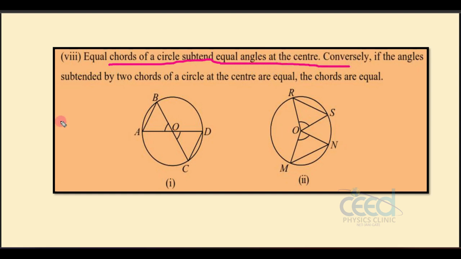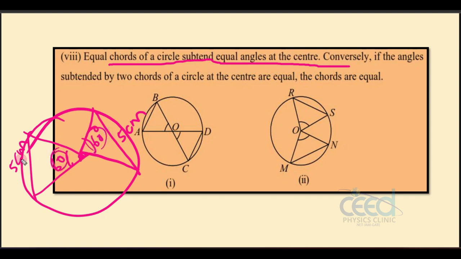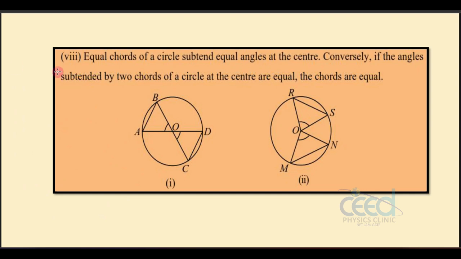Suppose here one chord is there, and with the center it makes 60 degrees. This chord length is say 5 centimeters. Another chord of 5 centimeters, in another arc you draw, also makes the same angle of 60 degrees with the center, right? That means if two chords make the same angle with the center, then the two chords are equal in length, right? That way also we can tell it the converse way.